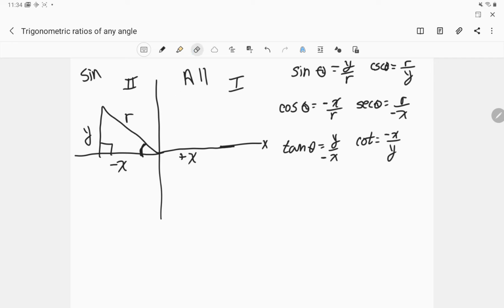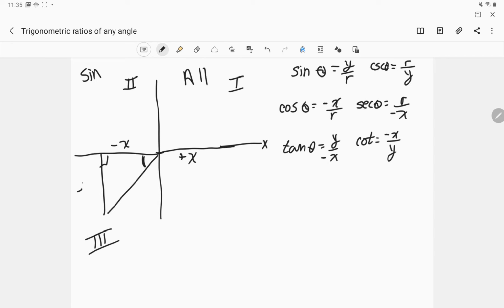If we have the terminal arm down here, this is known as quadrant 3. And again, my reference angle would be here near the origin. And so if I look at my x, I'm starting at my origin, I'm going back x, and I'm going down y. So now the y is negative as well. The resultant is always positive, always.